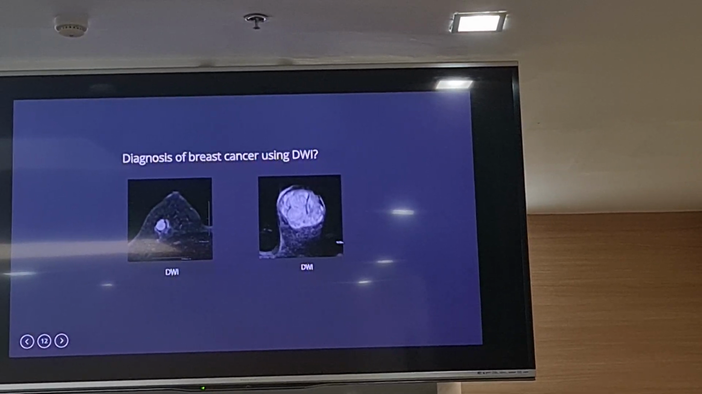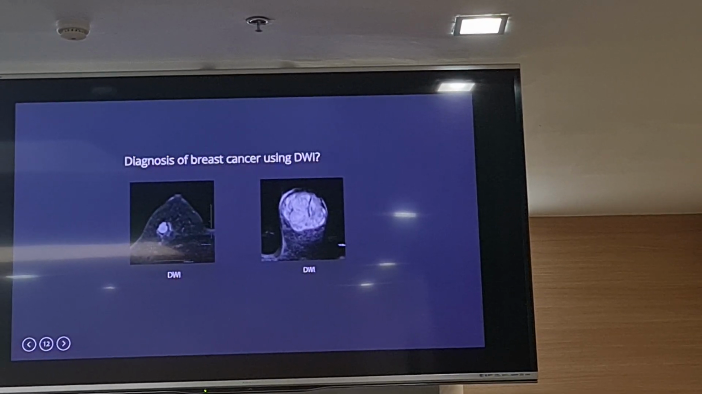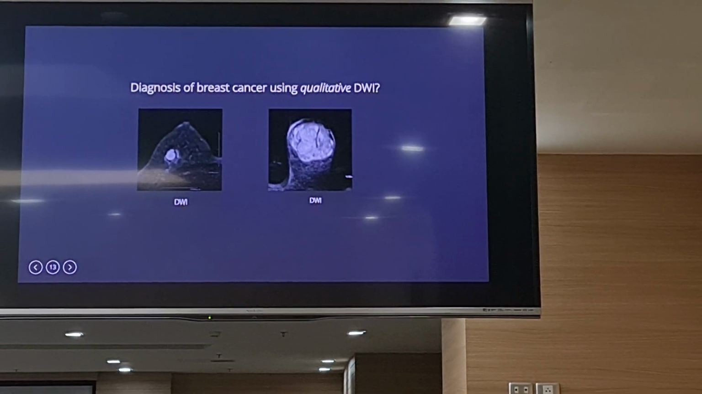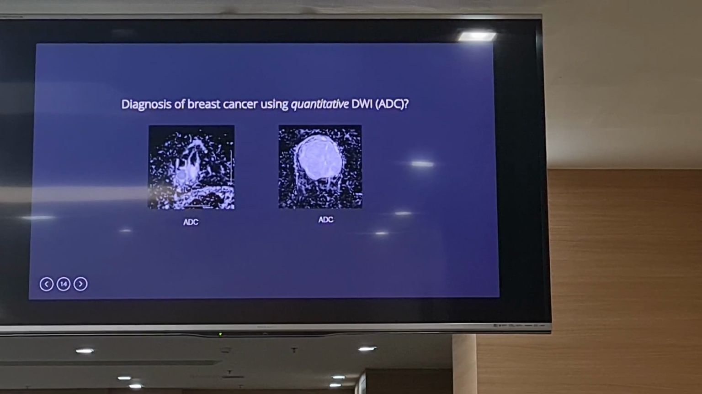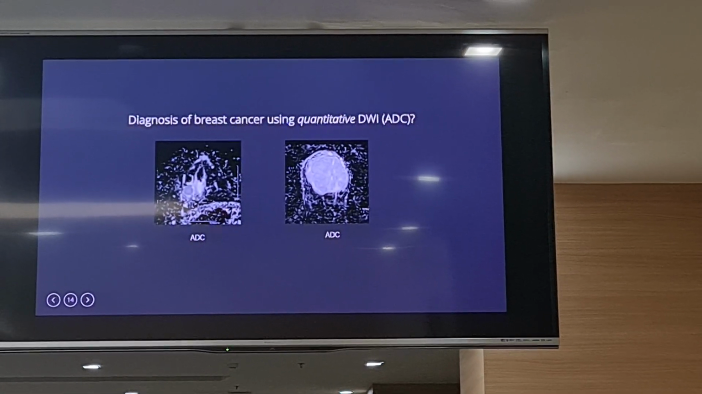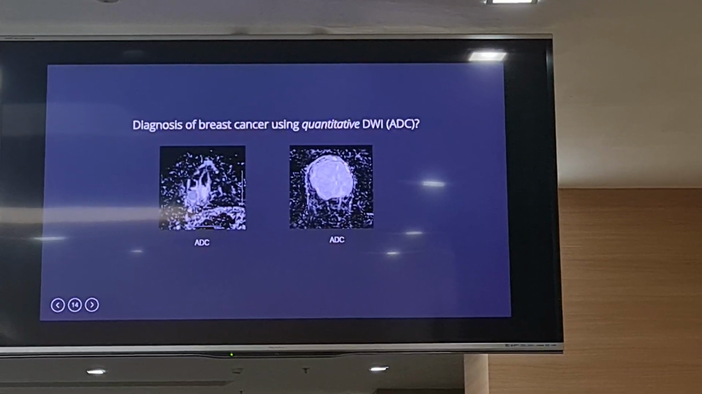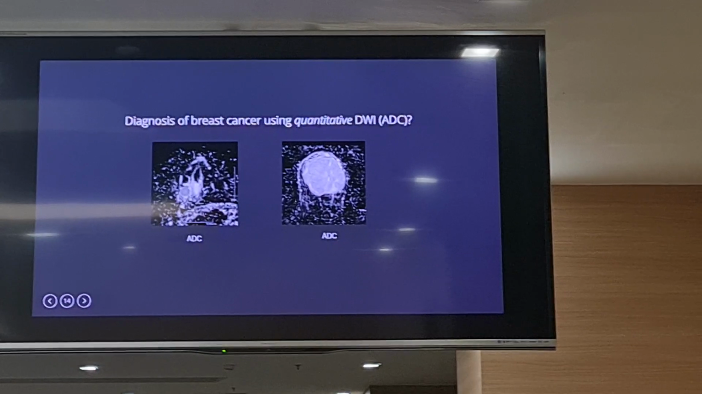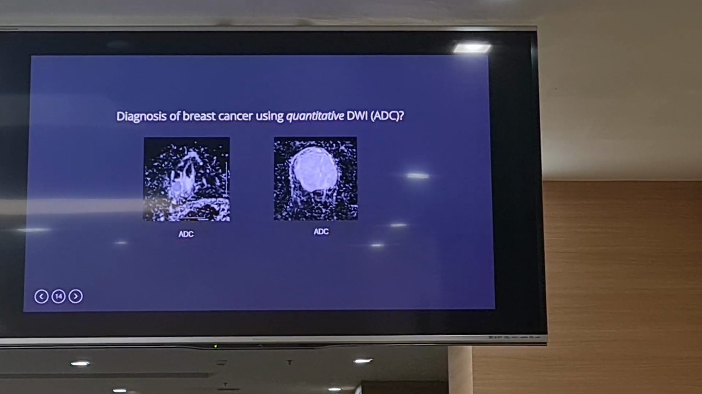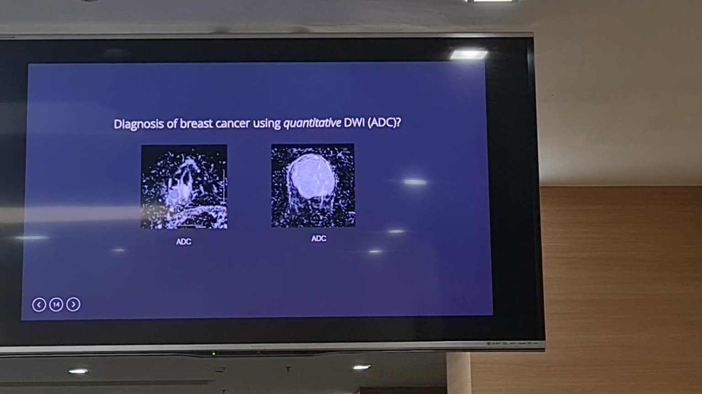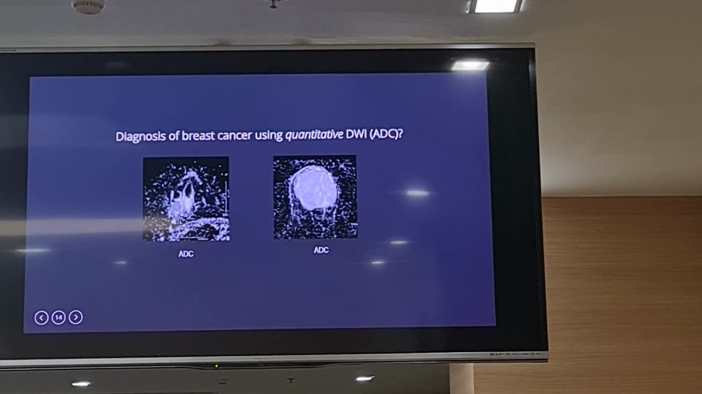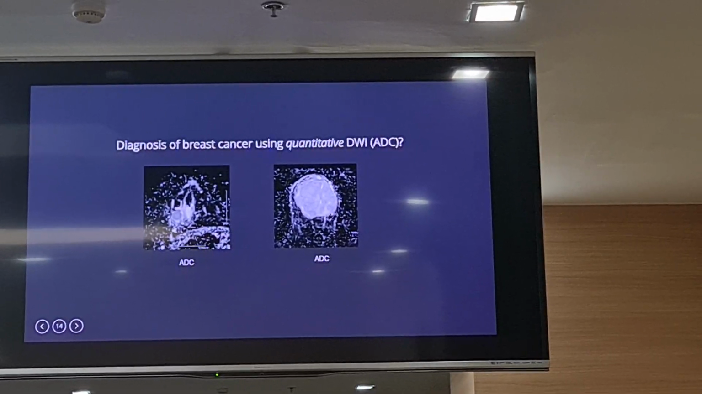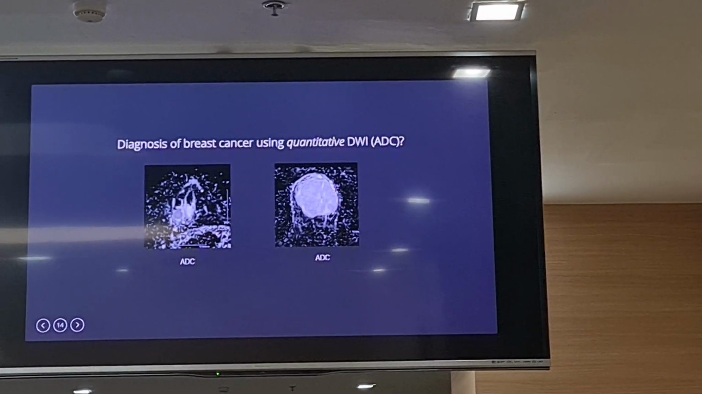With diffusion it might be a bit challenging, right? For me also it's very challenging. And how about the qualitative diffusion? It's still challenging. So I show here the ADC map. What's the difference between the two? This region might be a bit darker, and this region looks very white, right? This is an ADC map, so we can measure the ADC value on the ADC map.